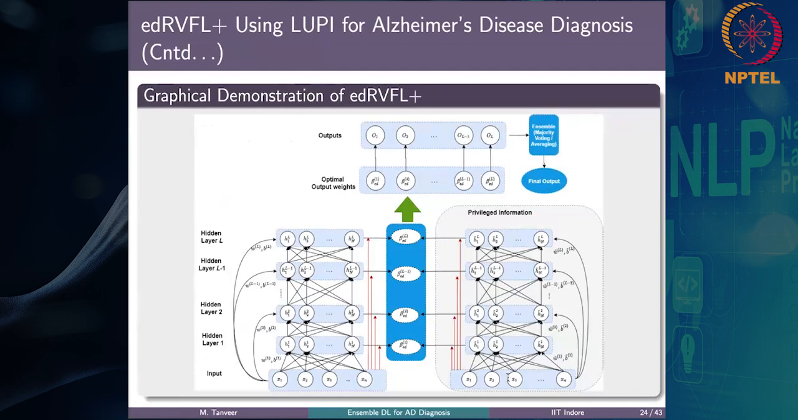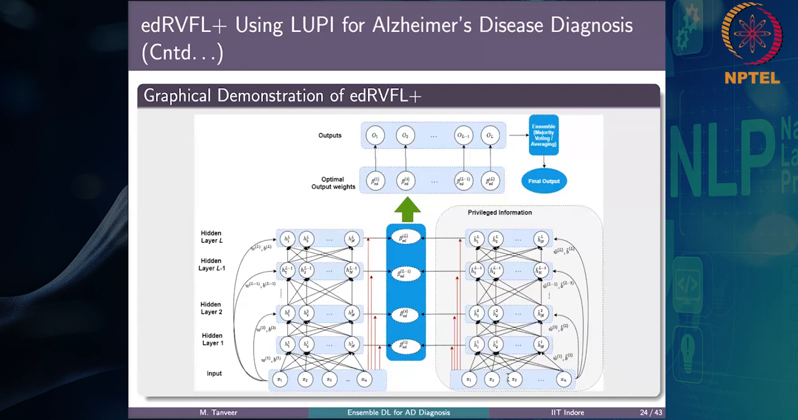Here the concatenation of all the projections of hidden layers into a single matrix in deep RVFL plus exaggerated the complexity of the algorithm. So to overcome that issue, we developed Ensemble Deep RVFL Plus, that is EDRVFL Plus. It utilizes the intermediate features, unlike the conventional multi-layer architecture, which results in improved generalization.